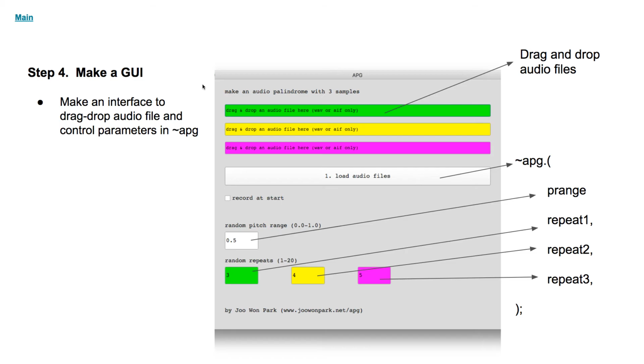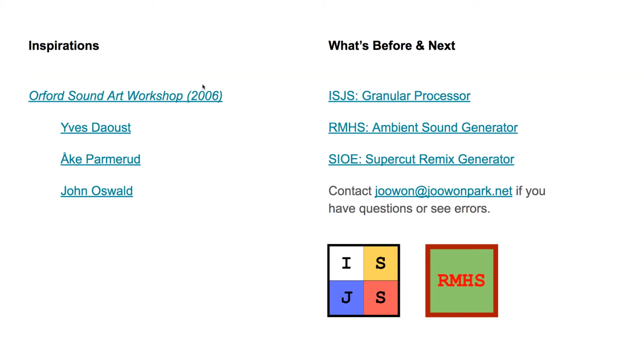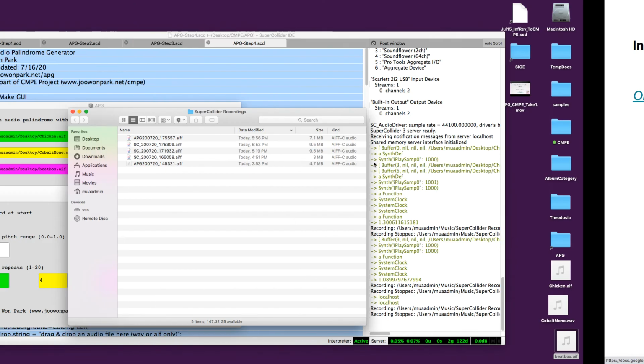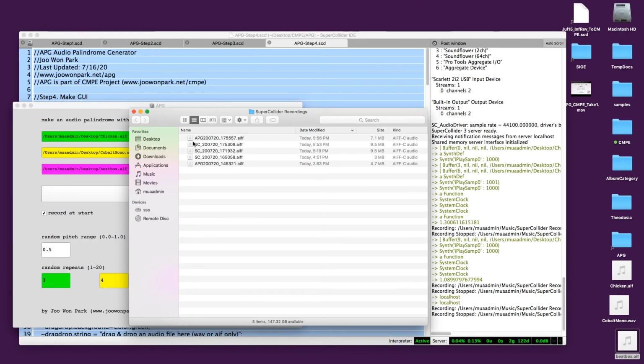Okay. Now, at the end page, I list some of the other projects that I have done in the CMPE, ISJS, RMHS, and SIOH. Oh, okay, we made a program. We made an audio file right here.